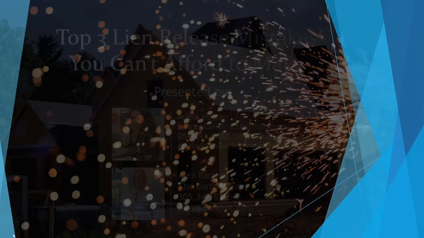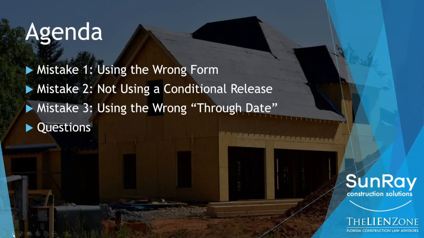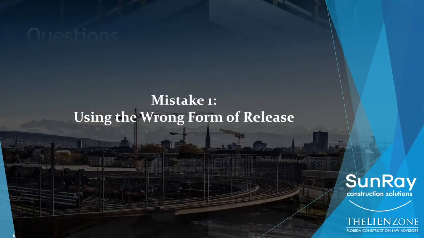So today's agenda, we're going to go over 3 mistakes. Mistake number 1, using the wrong form of release. Mistake number 2, not using a conditional release. And mistake number 3, using the wrong through date in your release. All right, so let's get right into it.